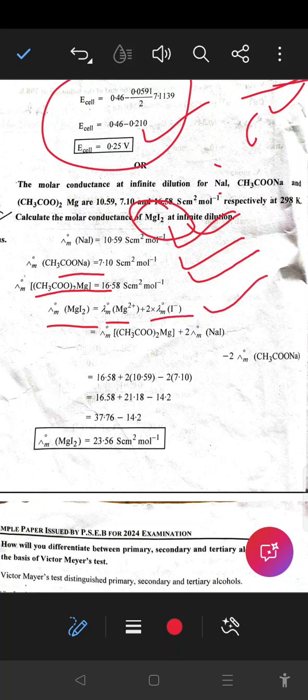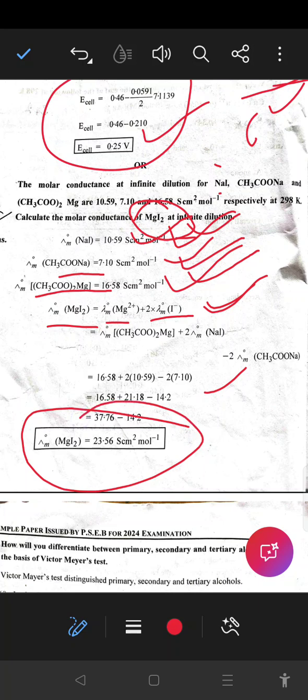So for the calculation of this equation we can apply the first, second and third equations. After solving that we will get the magnesium iodide. This is 23.56 Siemens centimeter square mole inverse.